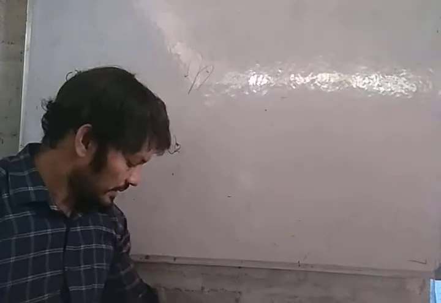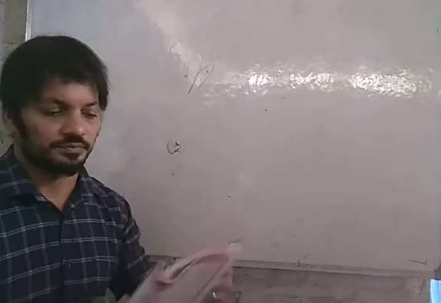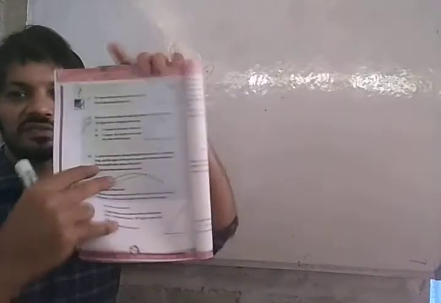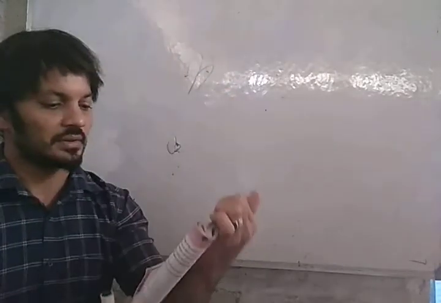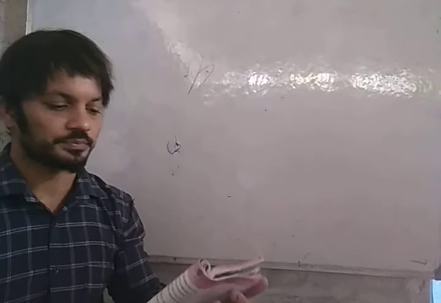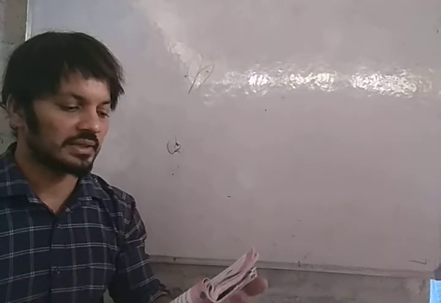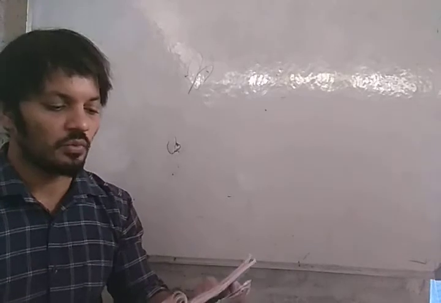Next, page number 114. There I have the four questions. Four important questions. Okay, now you try. First question: the figure showing the triangle and its circle. Page number 114. What is the radius of the circle?